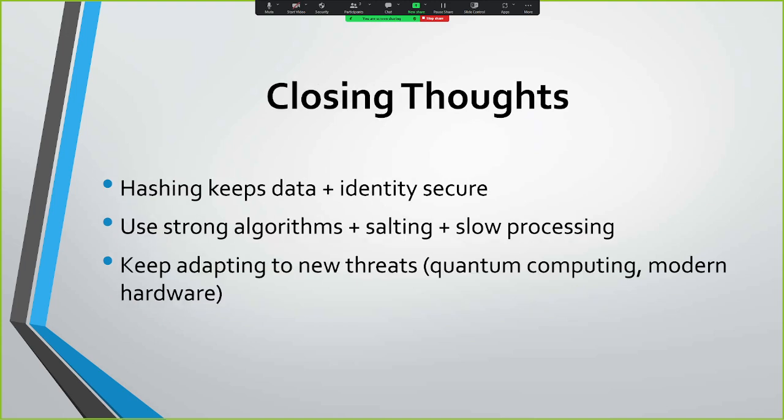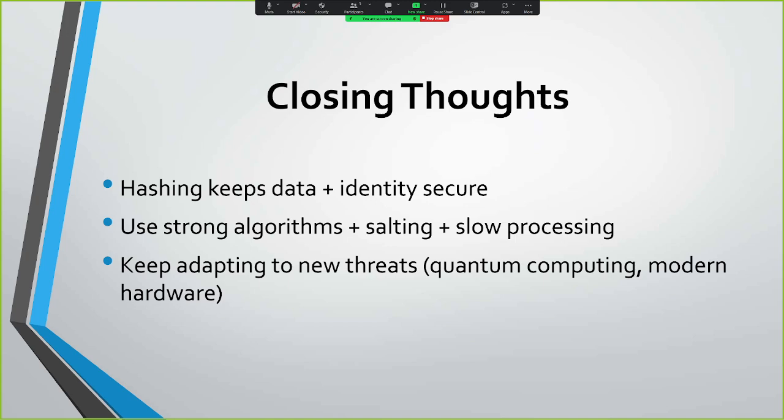In terms of closing takeaways for you guys, hashing provides data and identity security. So your data integrity and then also your authenticity, those are kind of your bread and butter. That's really what we're talking about from a high level perspective. And the formula is strong algorithms with salting and then also slow processing. So if you hit all three of those, you should be good to go.